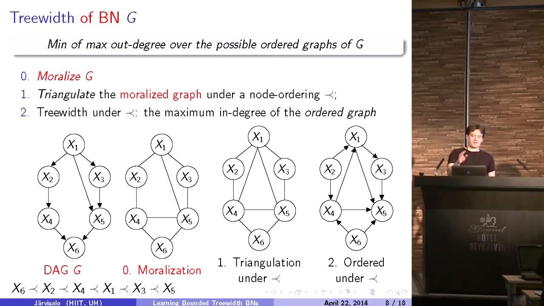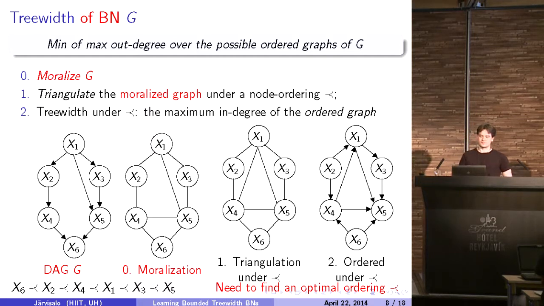And now I said under a fixed or total order, and so for that order, you can just look at the graph and figure out the maximum out degree of the nodes. But now, to find the minimum over all possible ordered graphs, you have to go through all orderings of the nodes in some manner to find a so-called optimal order that will give you the minimum of the max out degree. And that is the treewidth of the Bayesian network structure. Okay?